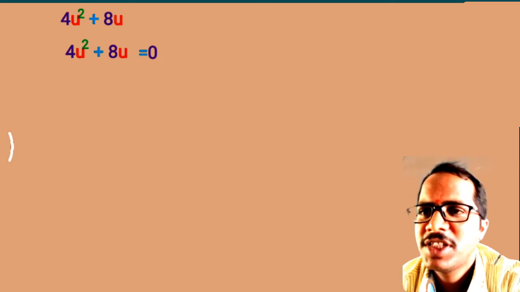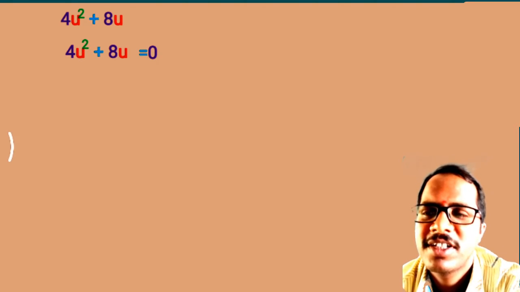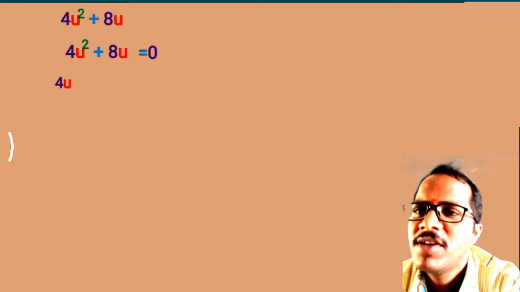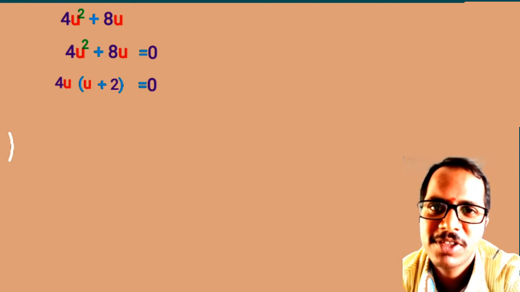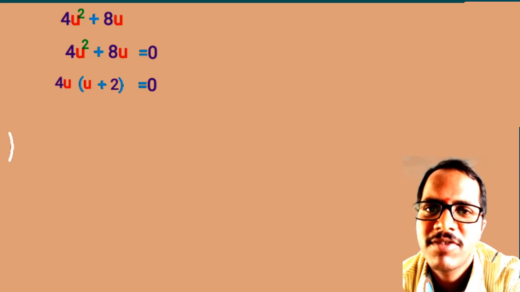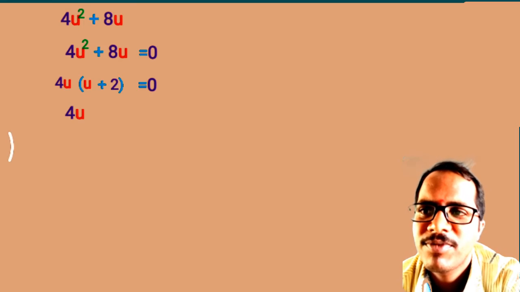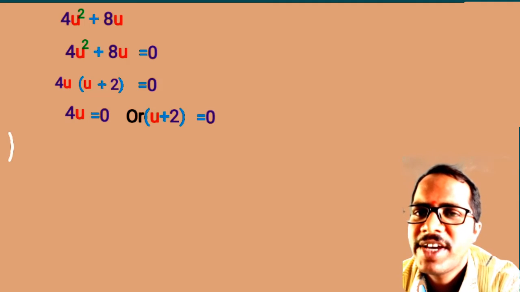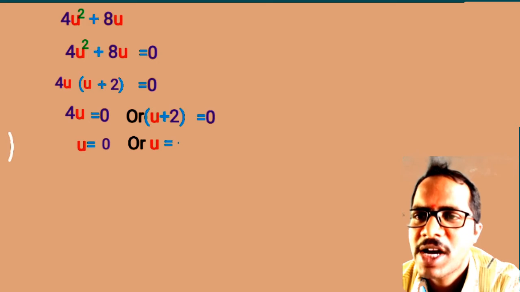Now, if we observe these two terms, in these two, what is common here? Very good, 4u is common. So let us take out 4u as common out. So by taking 4u as common out, we get in bracket u plus 2, which equals to 0. Now this product is equals to 0. That means either any one of this product should be equals to 0 or both should be equals to 0. So we can take 4u equals to 0, or we can take u plus 2 equals to 0. And by simplifying these two, we get u equals to 0 or u equals to minus 2.